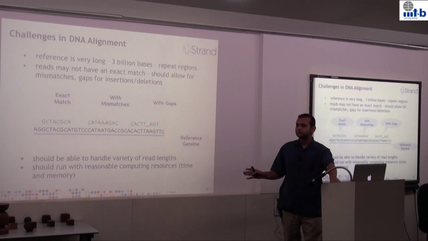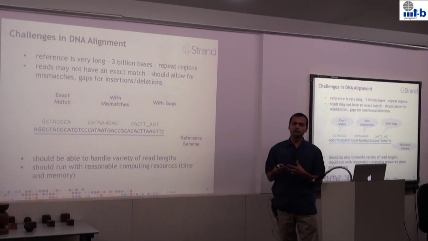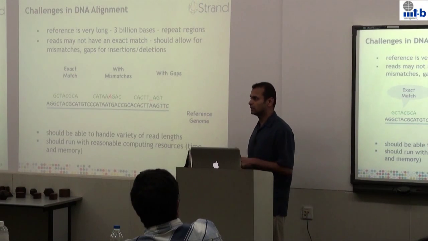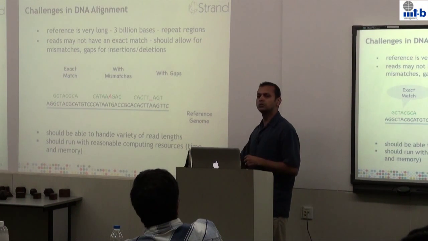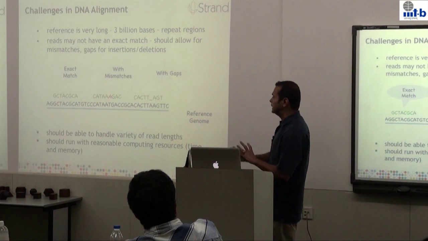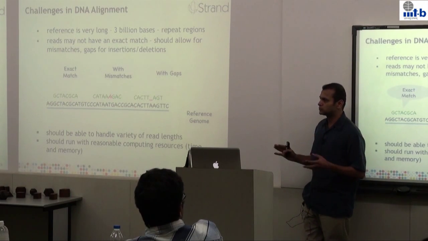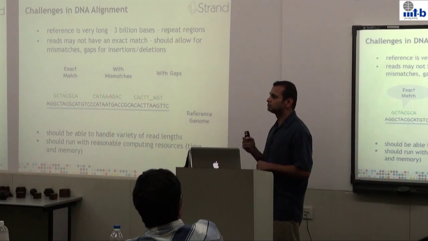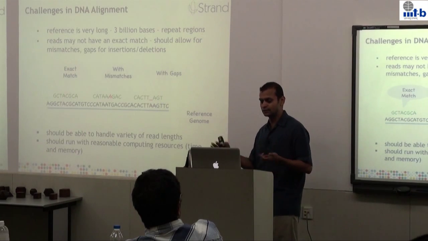And read sizes could be different. I may have 150, 150, 200. So the algorithm should be able to handle a variety of read lengths, right? And then ideally, I should be able to do it in a reasonable amount of time and memory. I cannot just keep searching for individual reads and spend days and days doing that.